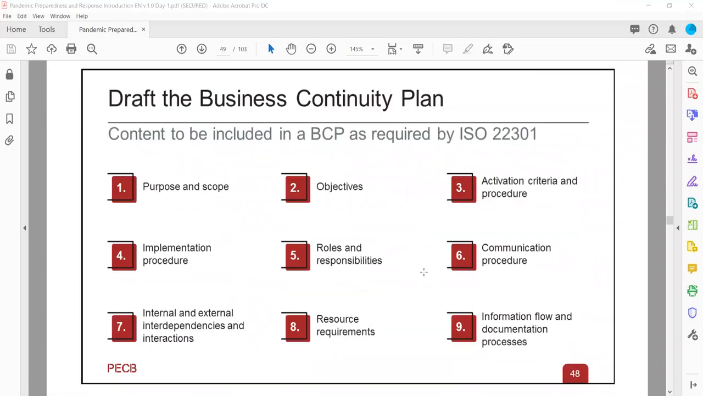So how to draft the business continuity plan? It's firstly purpose and scope, secondly your objectives, thirdly activation criteria and procedures, four, implementation procedure, five, roles and responsibilities, six, communication procedure, seven, internal and external interdependencies and interactions, eight, resource requirements, and nine, information flows and documentation processes.